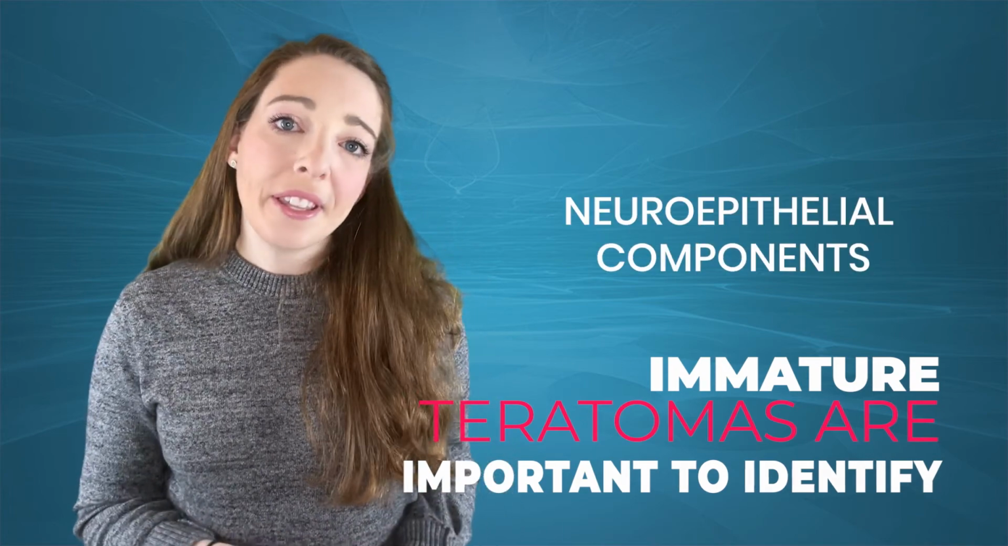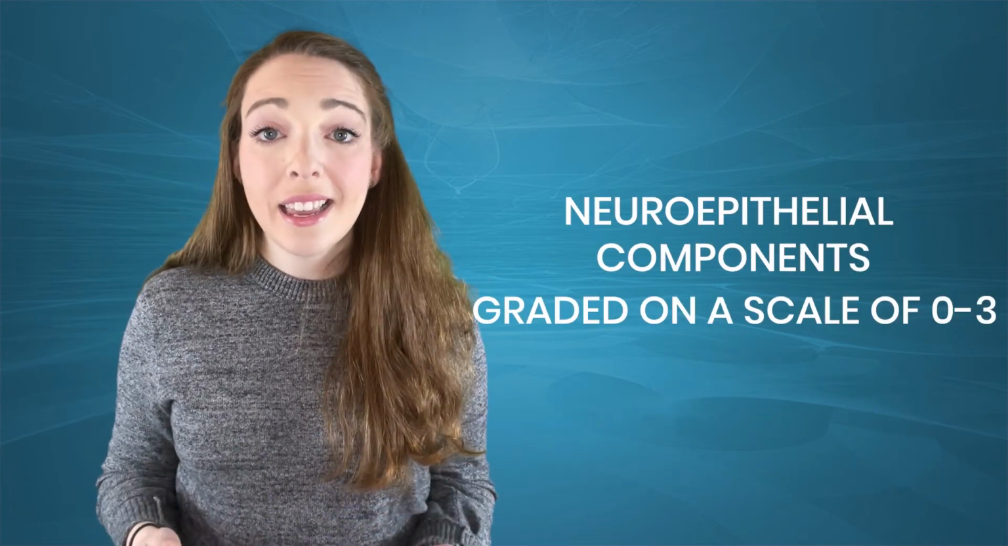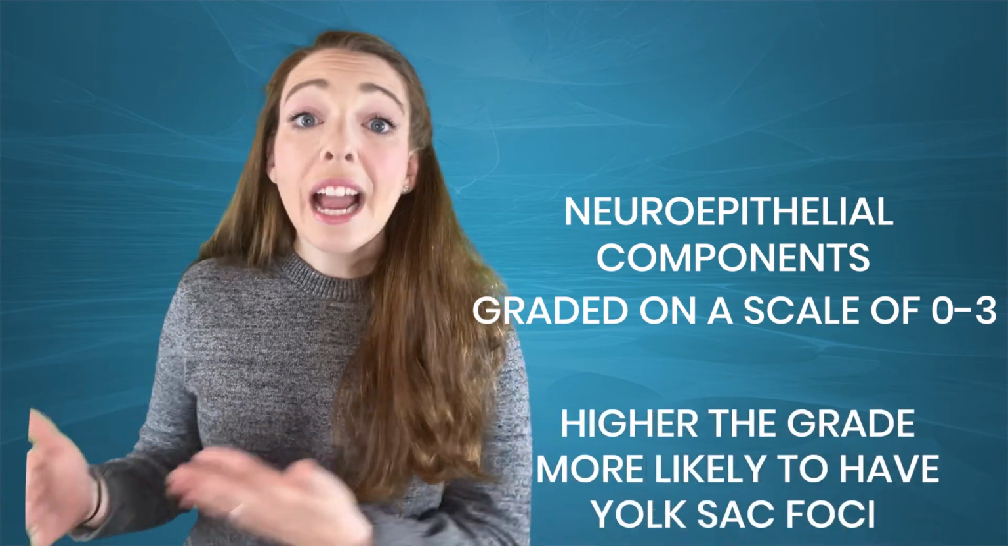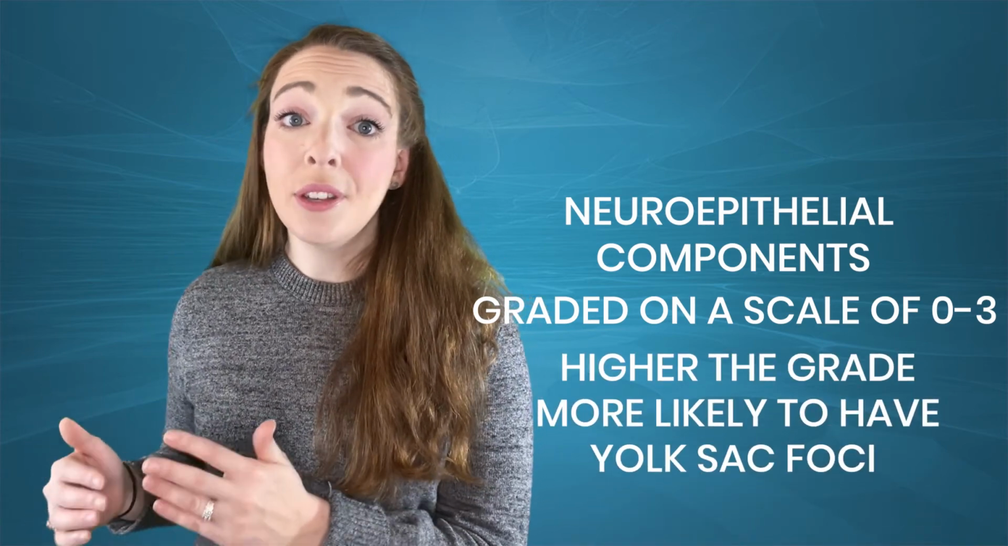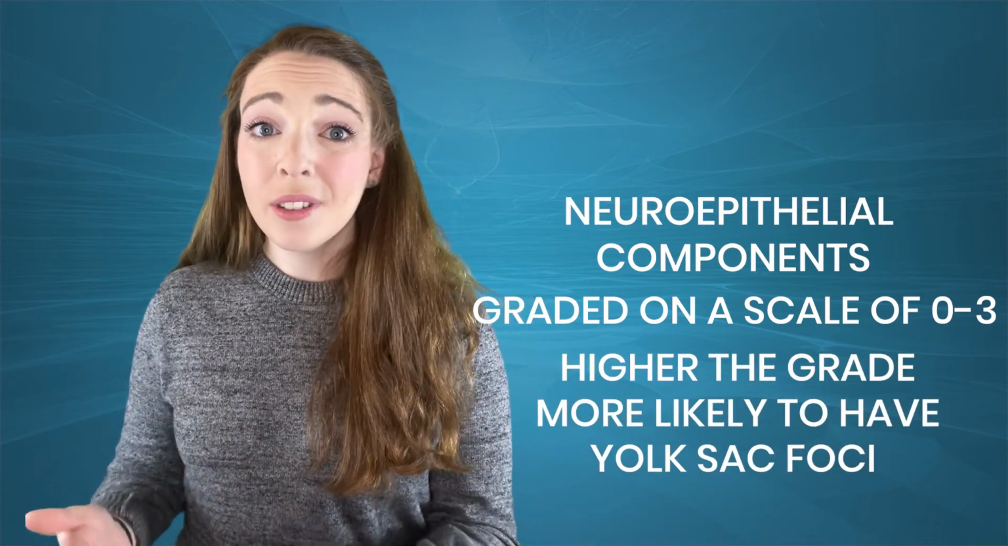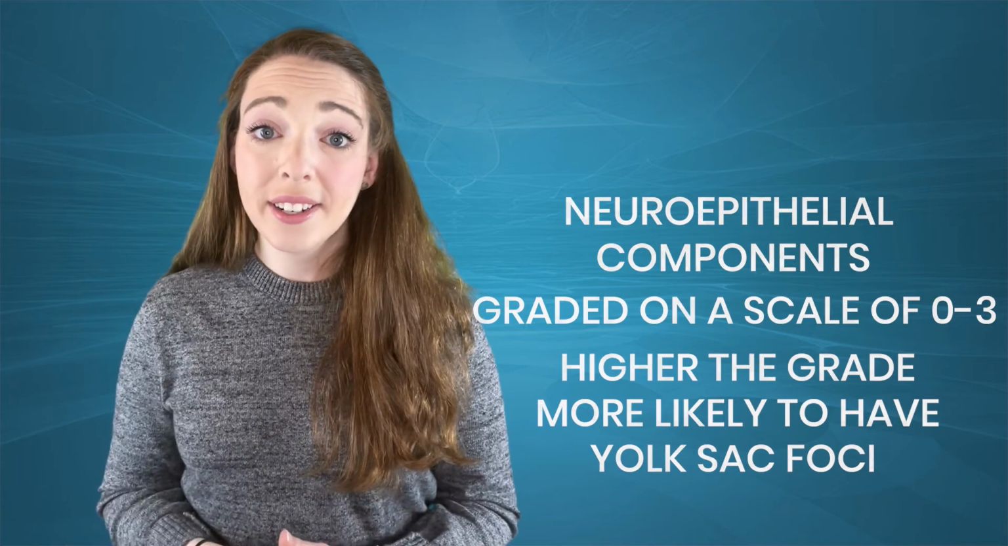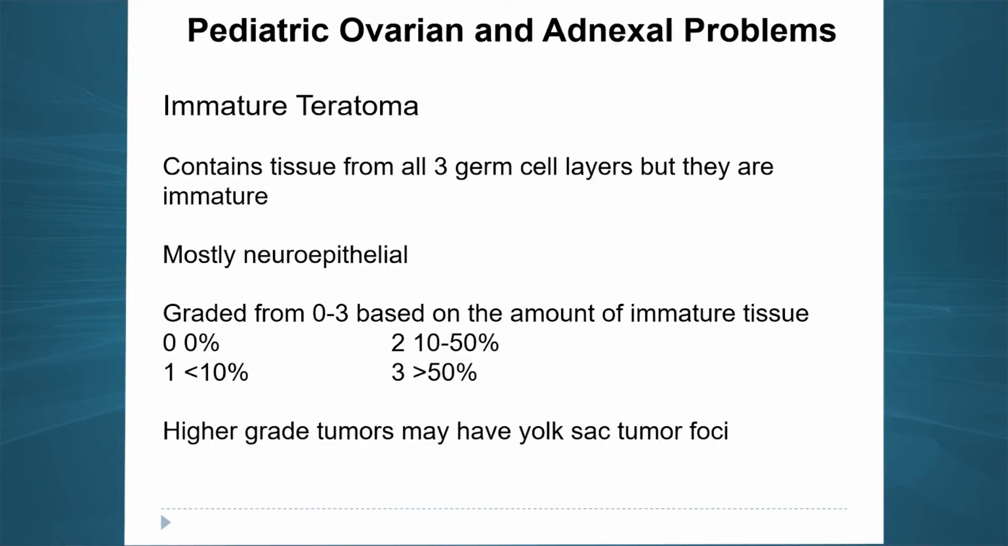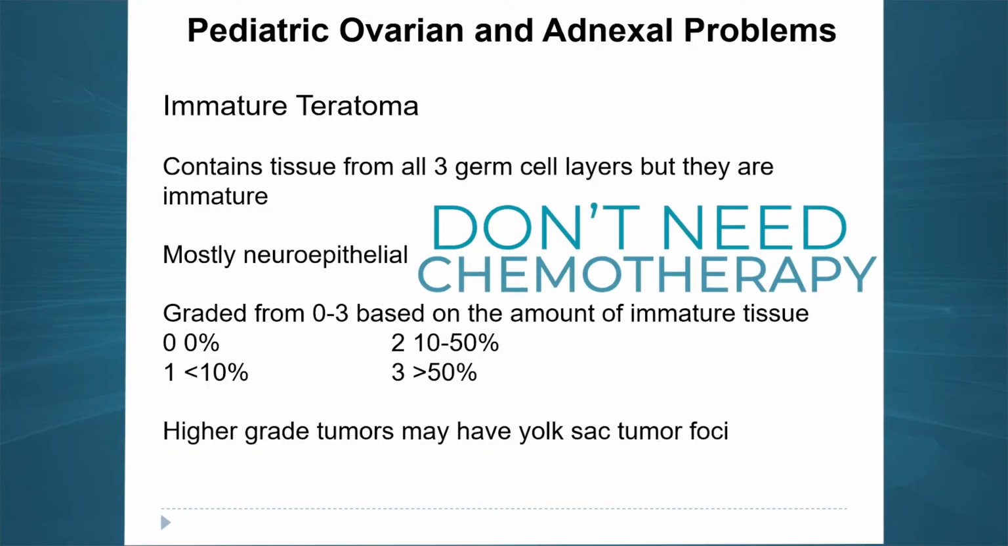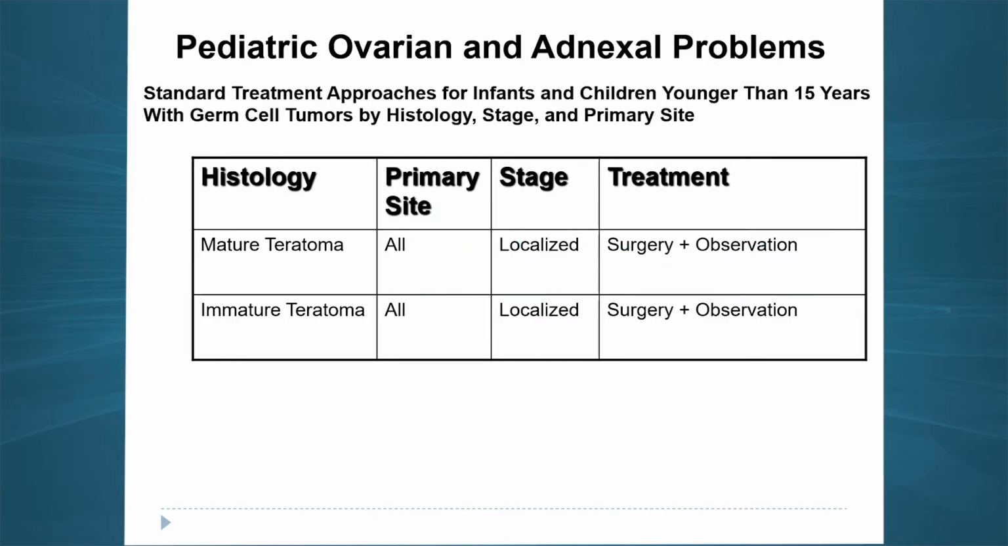They have neuroepithelial components, which are graded on a scale of 0 to 3. The higher the grade, the more likely to have yolk sac foci, and those are concerning for malignant behavior. Most immature teratomas, if you resect them, actually don't need any sort of chemotherapy. So that's the same thing with mature teratomas and immature teratomas. You just have to watch them really carefully.